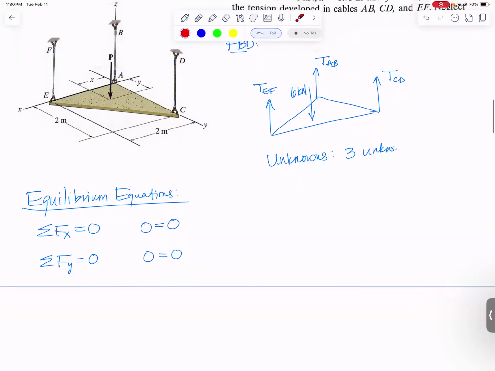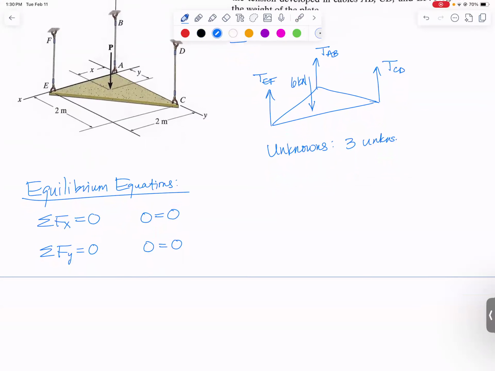So let's finally get one that's not just 0 equals 0. Let's sum forces in the Z direction. Since I have some forces, let's decide if we want to call up or down positive for purposes of summing. And if I call up positive, I end up with tension in AB plus tension in CD plus tension in EF minus 6 kilonewtons equals 0. And it's a great equation, but it doesn't help me solve yet because it's got 3 unknowns in it. At this point, we've used up all of our force equations. Now we're going to have to sum moments about an axis.